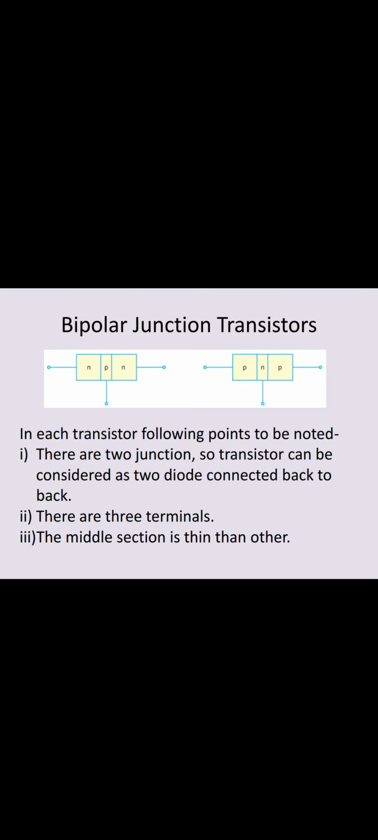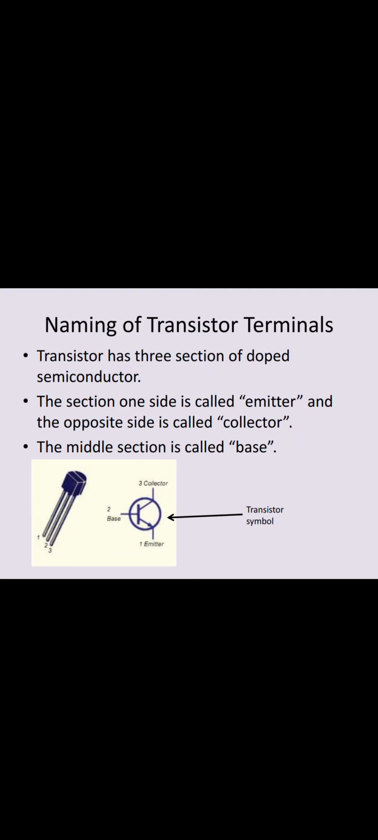It is a current control device. The three terminals of the BJT are base, collector and emitter, which is shown in the figure. A signal of small amplitude, if applied to the base, is available in amplified form at the collector of the transistor.